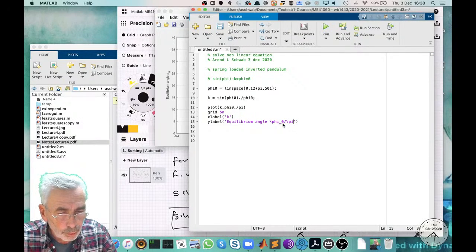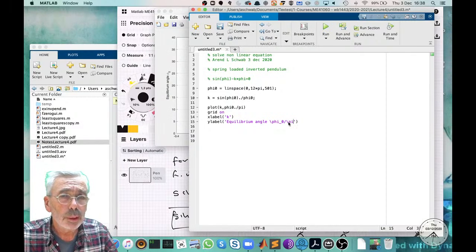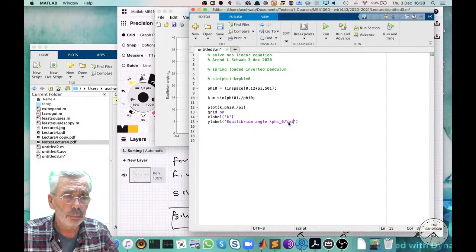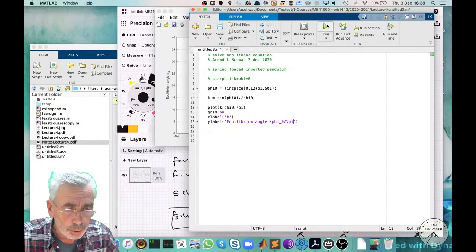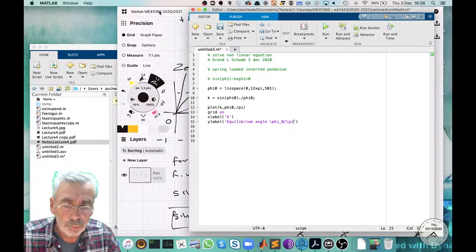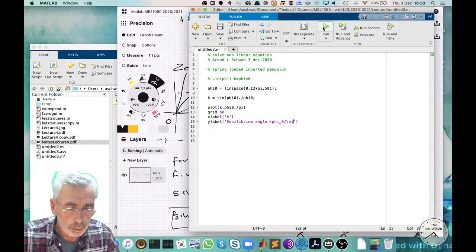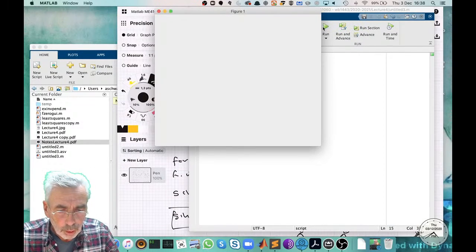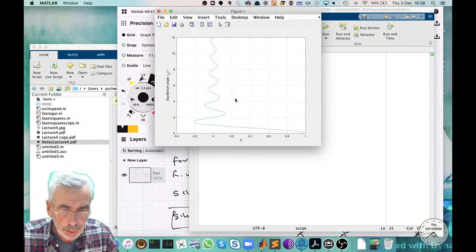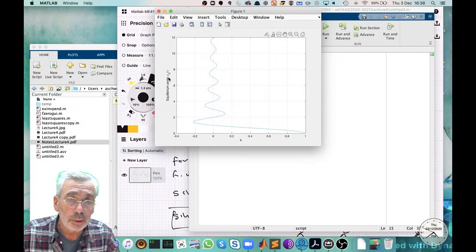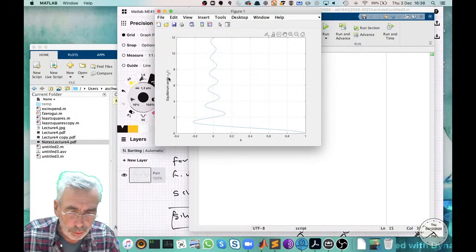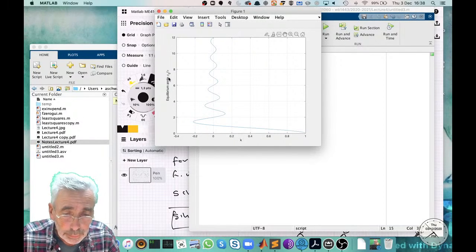pi. Now, why do I use the backslash? Because then I nicely get my Greek symbols. It's a LaTeX formatting thing. So let's get rid of the figure. As you can see here, this is a phi, and here a pi. And so I can get these symbols, but only in the graphs, not just in the code.